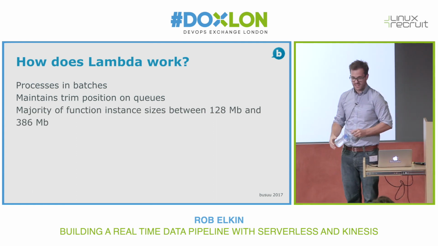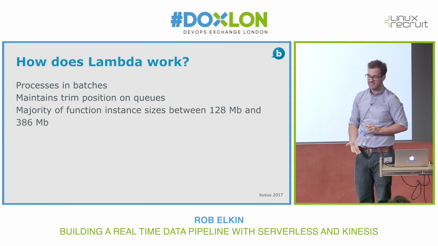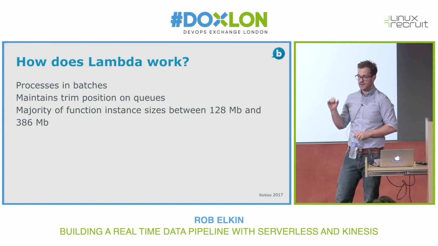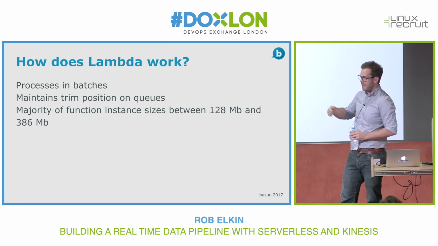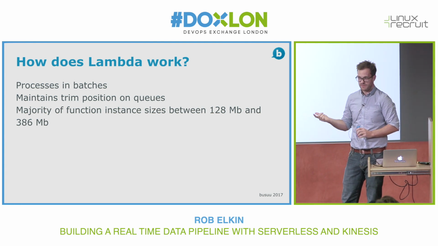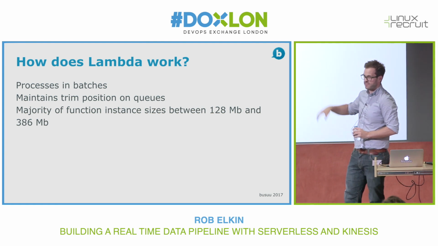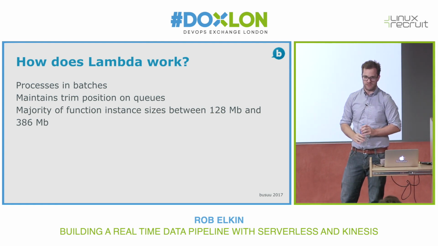The majority of our function sizes are between 128 meg and 386 meg. I don't know if anyone has ever used Lambda too much, but the function sizes have a direct impact on, so this is the RAM, but then it has direct impact on the amount of CPU and the amount of network throughput that you have. So for the majority, we keep it in this range, and you pay more depending on the function sizes that you use.